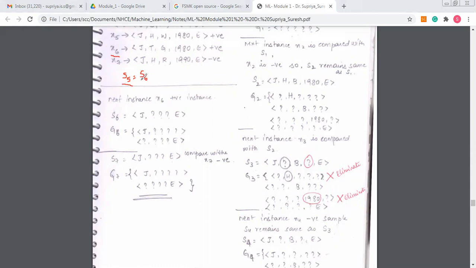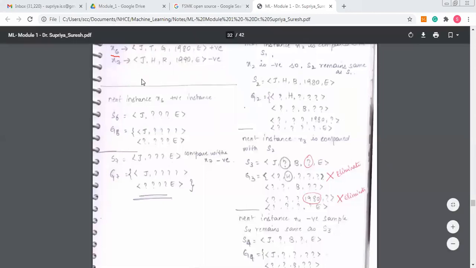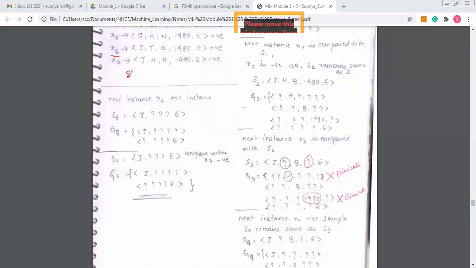Just a second, guys. Let me erase this. I'm sorry. Okay, so let me take my S5 value. So X6 is going to be compared with S5, right? So S5 is going to be J, question mark, question mark, question mark and E. Okay, G6 remains the same. I'm not going to touch that, but for S6, now I have to compare S5 with X6.